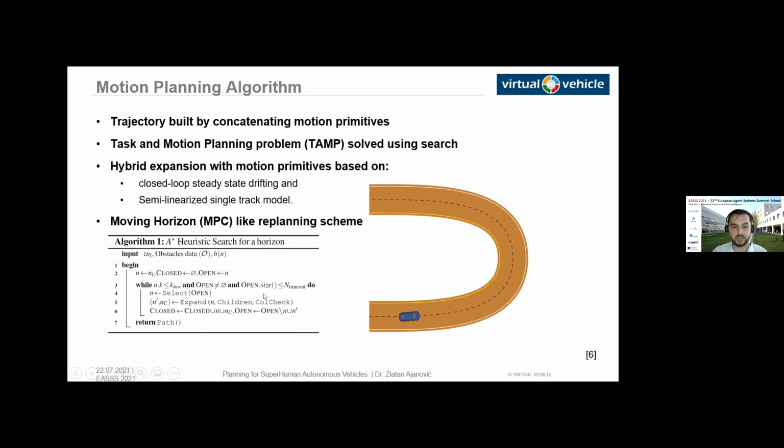And same as in the automated driving case, we have this A-star based framework. We initialize with some initial state. So we have some initial state here, which is looking here.